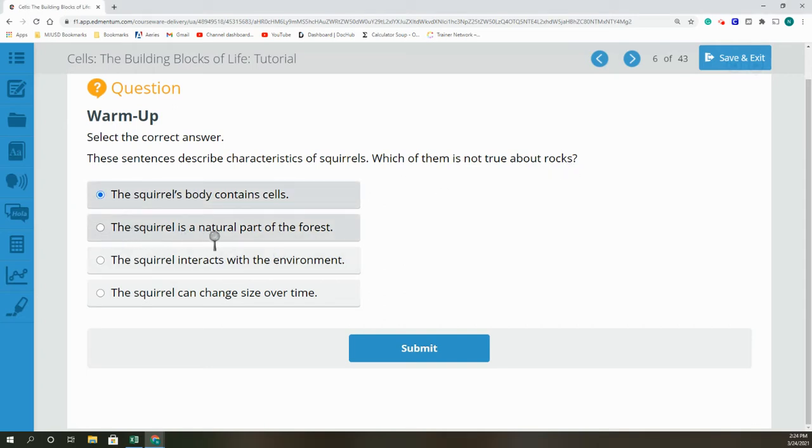The squirrel is a natural part of the forest. Rocks are also a natural part of the forest, so that is not correct. The squirrel interacts with the environment. Rocks somewhat interact with the environment. The squirrel can change size over time. Rocks can change size. They usually get smaller with wear and tear from nature.